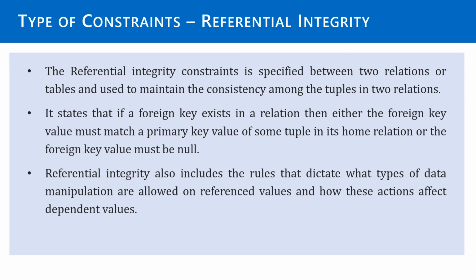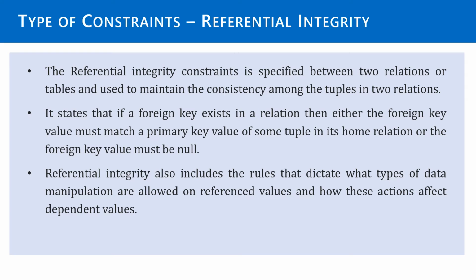Now let us discuss the third type of constraint, the referential integrity constraint. This constraint is specified between two relations or tables. It is used for maintaining consistency among the tuples in two relations. The constraint applied on the foreign key is that the foreign key value must match the primary key value of the referenced relation. The foreign key of the referencing relation should match the primary key of the referenced relation.